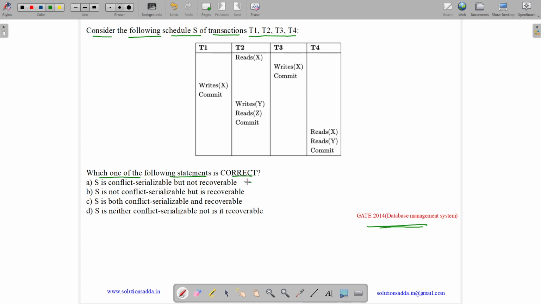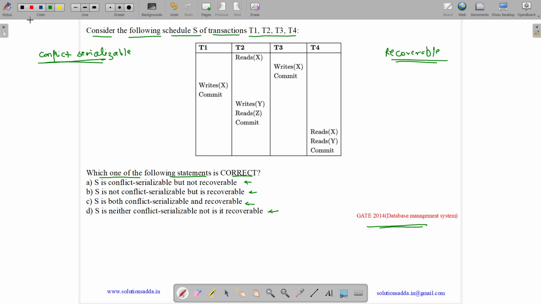S is conflict serializable but not recoverable. S is not conflict serializable but is recoverable. S is both conflict serializable and recoverable. S is neither conflict serializable nor recoverable. So here there are two terms, conflict serializable and recoverable. Let us see them one by one.